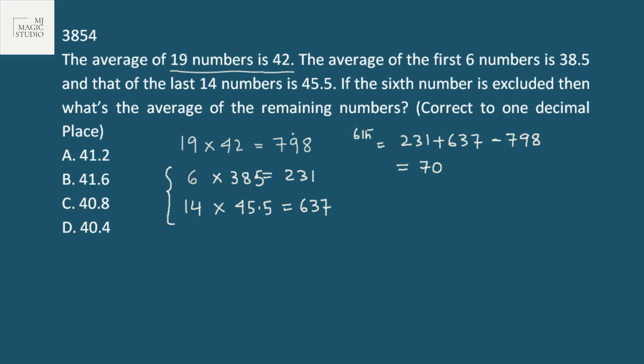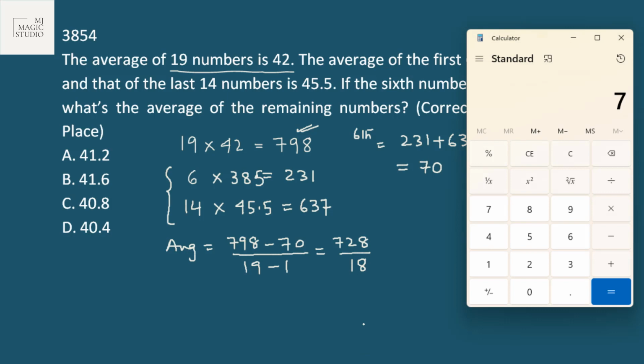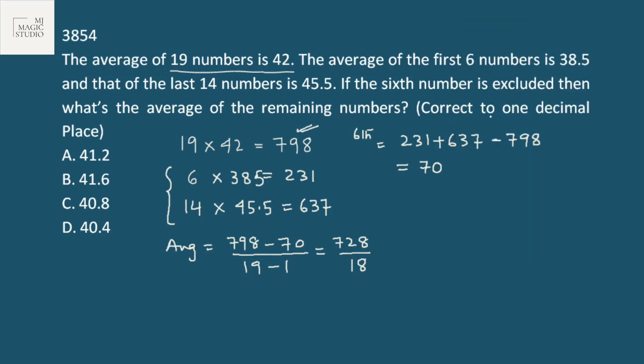Now if that is excluded from the 19 total, what is the average of the remaining numbers? So the average of the remaining numbers would be 798 minus 70 divided by 19 minus 1, because we are reducing one number. That would be 728 by 18. We can use the on-screen calculator. 728 by 18 will give us 40.4. They have asked us to write the answer to one decimal point. 40.4, that is in option D.